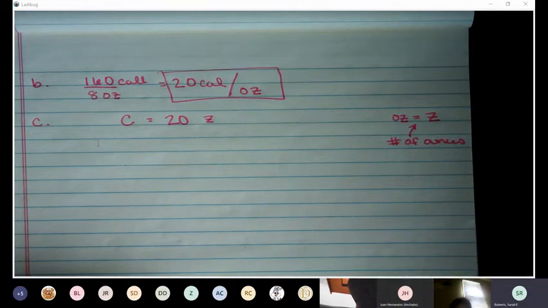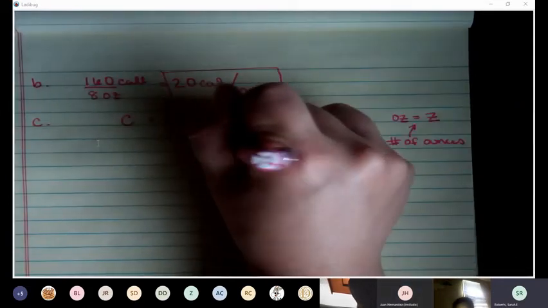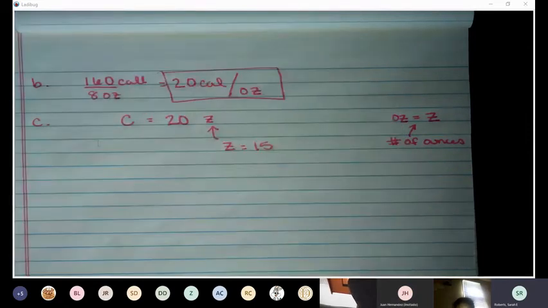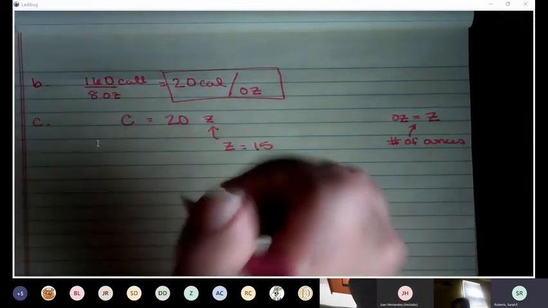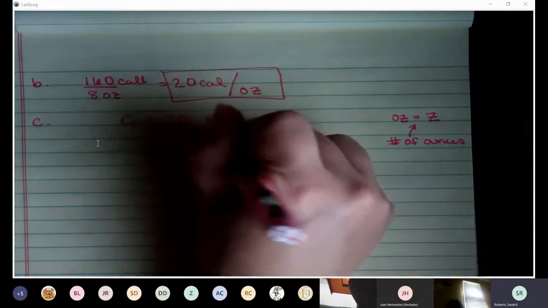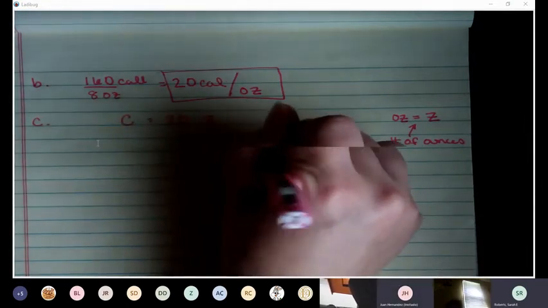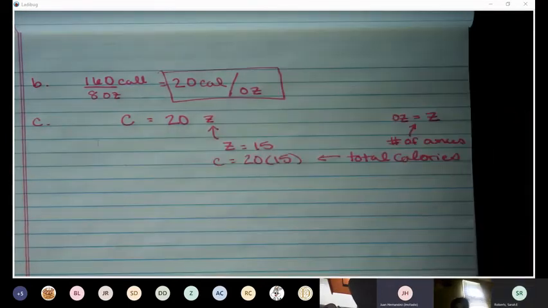Why do you think you need to multiply by 15? I don't know. Oh, so I see what you're saying. So if, for example, Z were equal to 15, we could solve for the total number of calories by taking 20 and multiplying by 15. And that would give me my total calories. Yes, that is how that works.